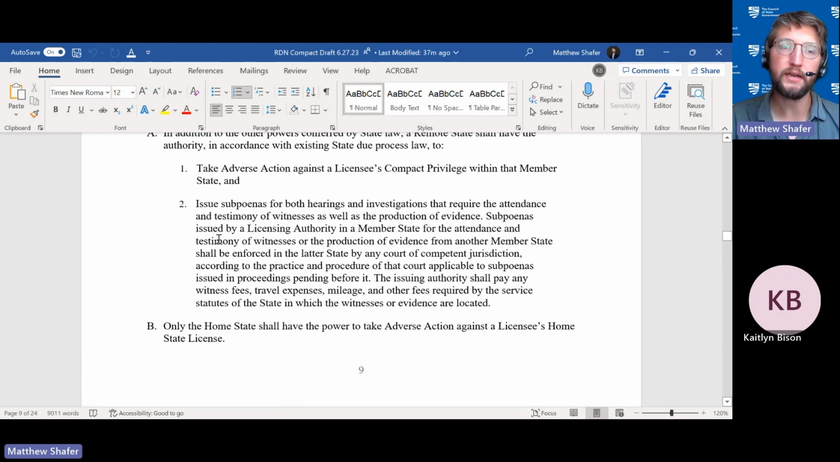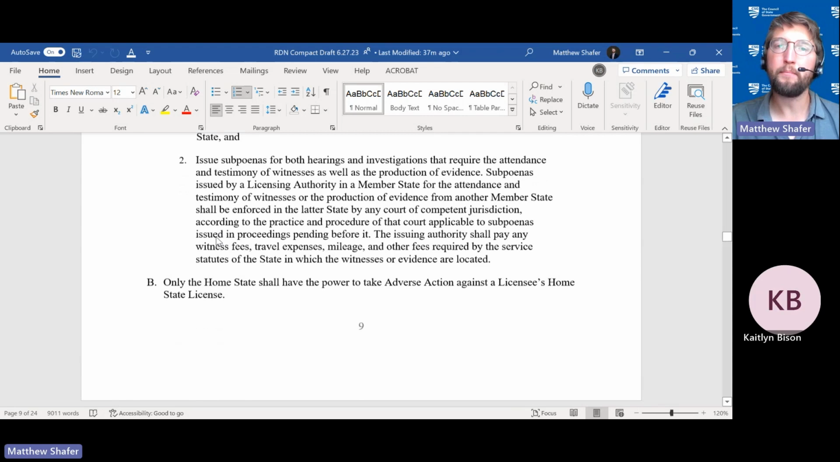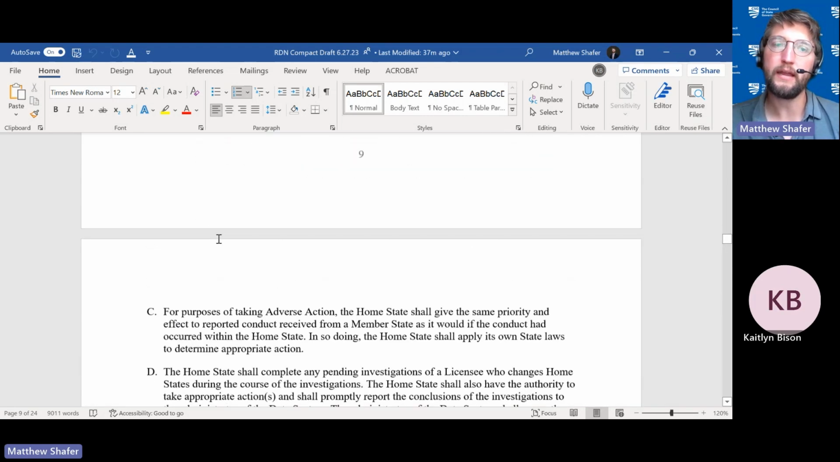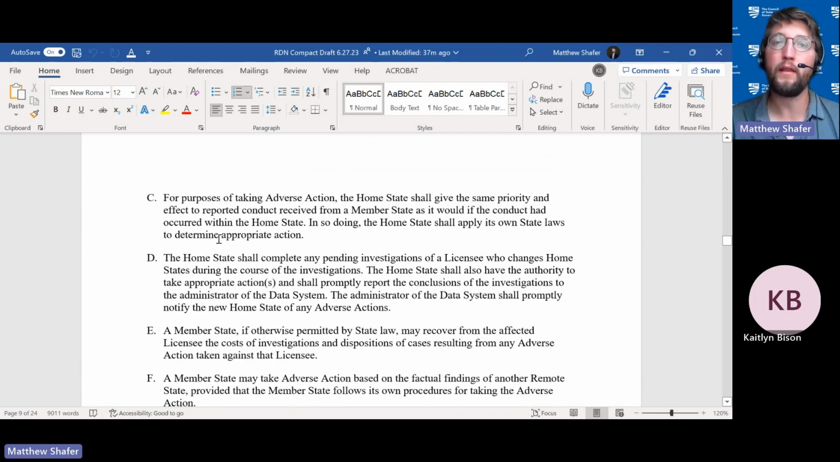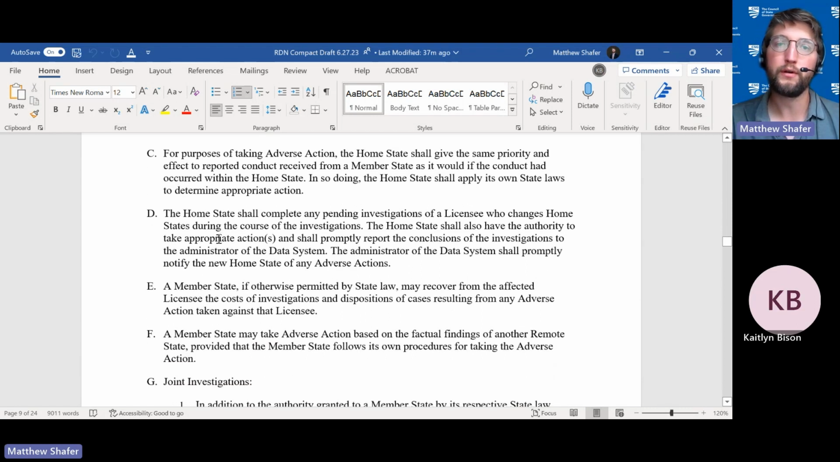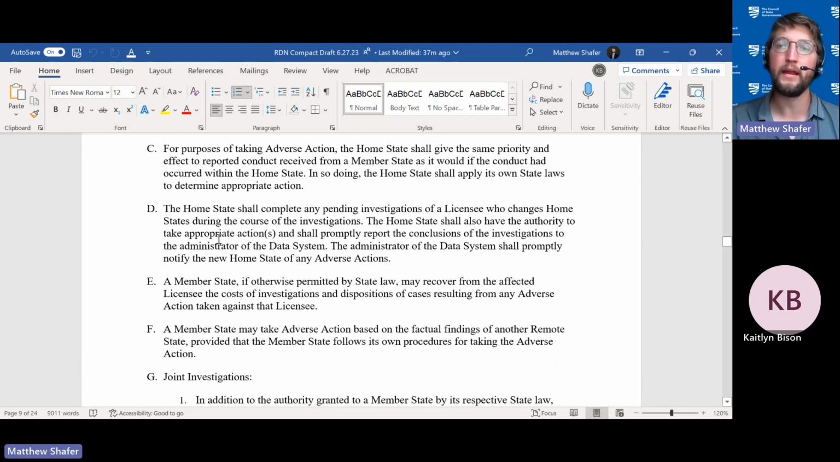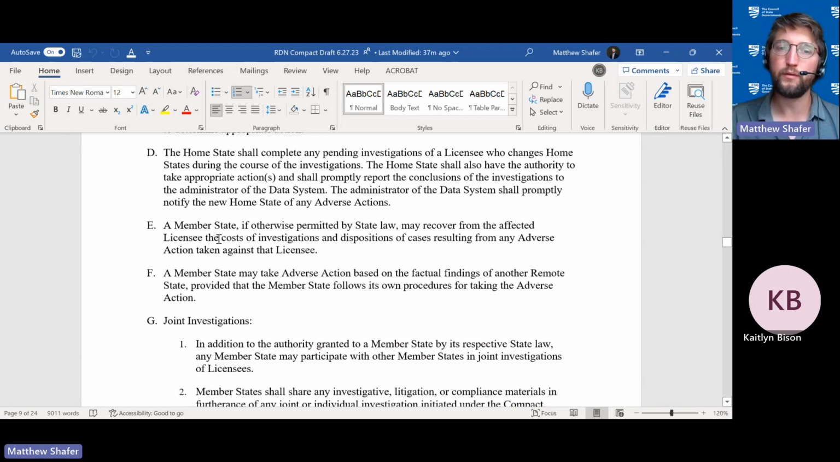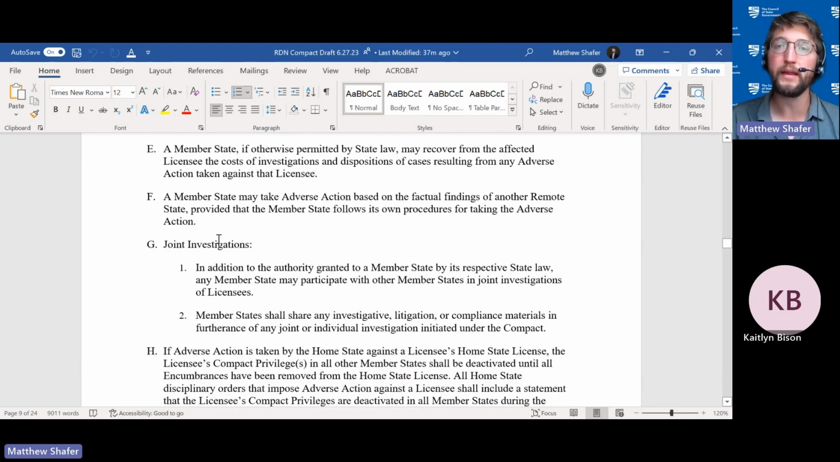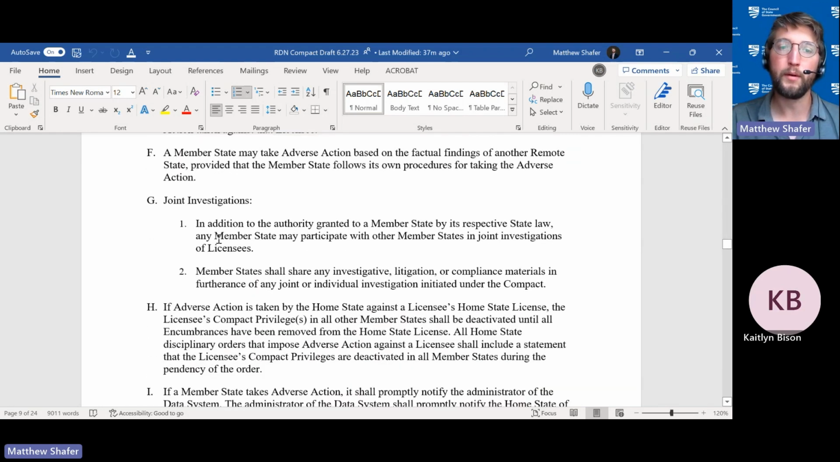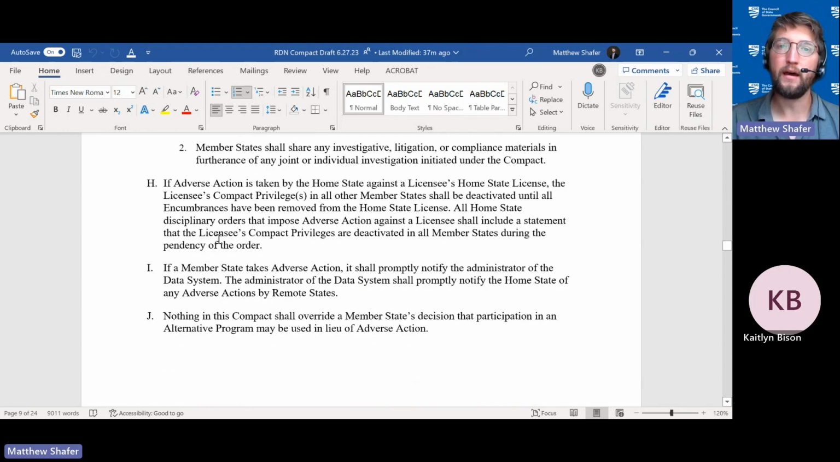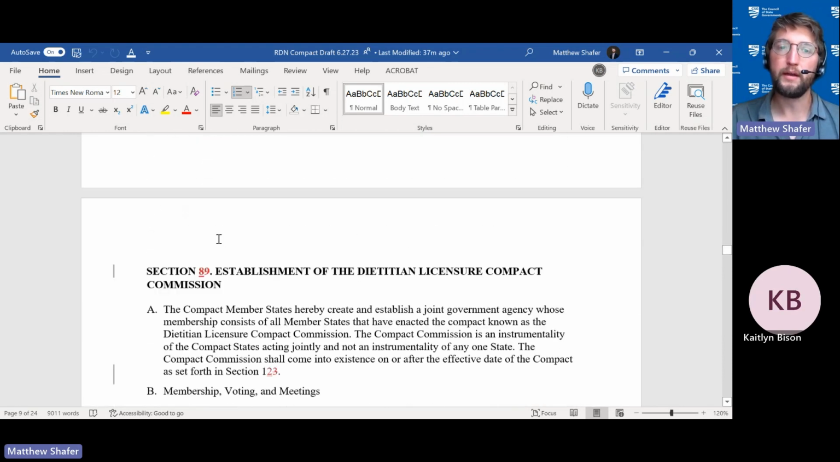Section 7, adverse action. This just outlines the process for remote states to be able to take an action against a compact privilege. So again, the action taken by a licensee in a remote state can be treated as if that person held a license, and they can come under all of the same actions as if they held a license there. So they can be fined, suspended, their privilege can be revoked completely. So the remote state has the ability to take that kind of action to protect public health and safety.